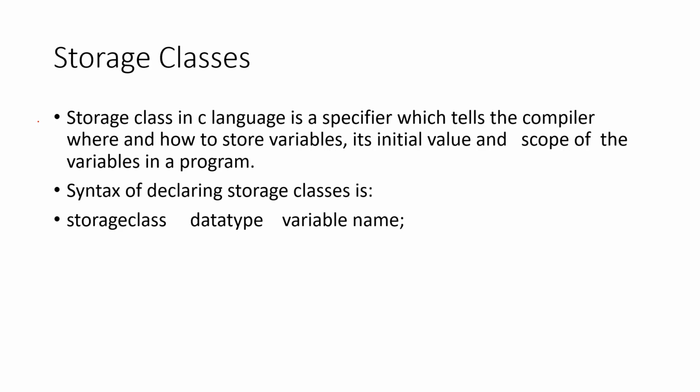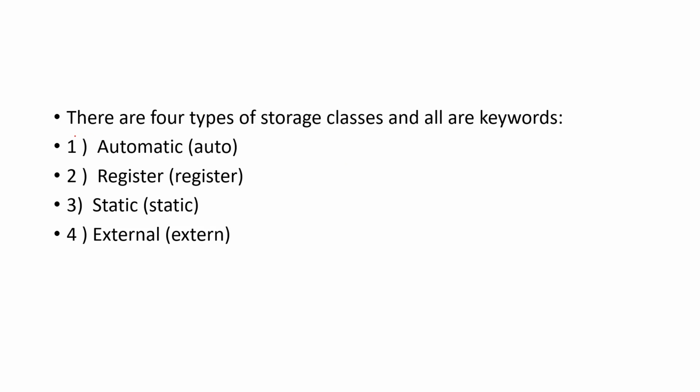Now storage classes. Storage classes in C language are specifiers which tell the compiler how to store variables, their initial value, and the scope of variables in a program. The syntax of declaring a storage class is: storage class, data type, variable name. There are four types of storage classes: automatic, with keyword auto; register, with keyword register; static, with keyword static; and external, with keyword extern.